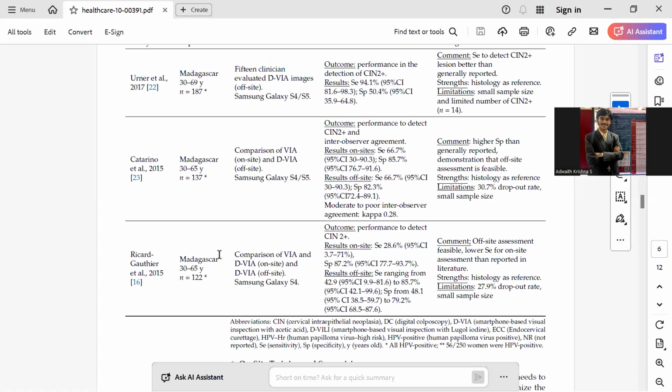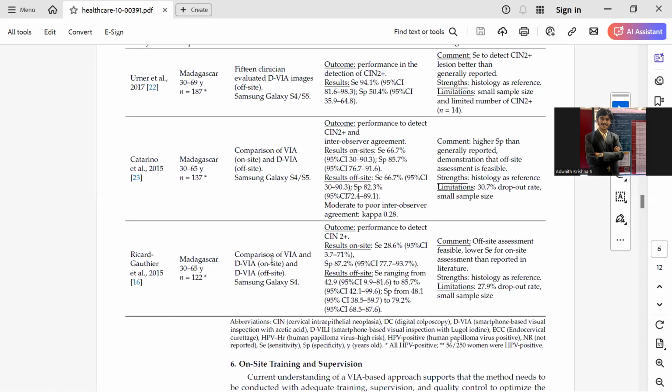From 2015 onwards, there was a comparison. This is Richard Gauthier et al. They did a comparison of VIA and DVIA on-site and DVIA off-site. They even listed the phone models too, interestingly. Now, the cervical intraepithelial neoplasia can be grade 1, 2, or 3. This is graded based on the amount of epithelium involved. I mean, one third, for example, in grade 1.